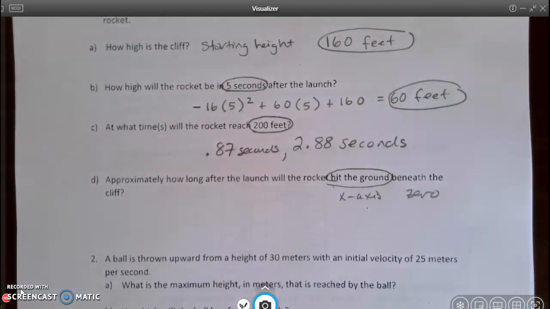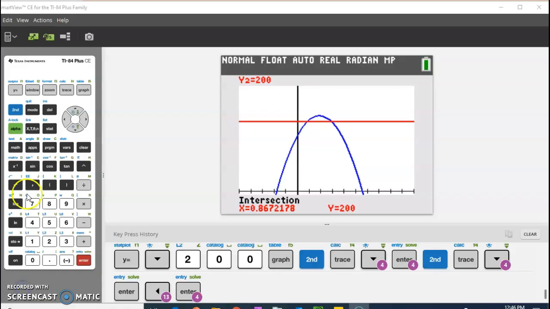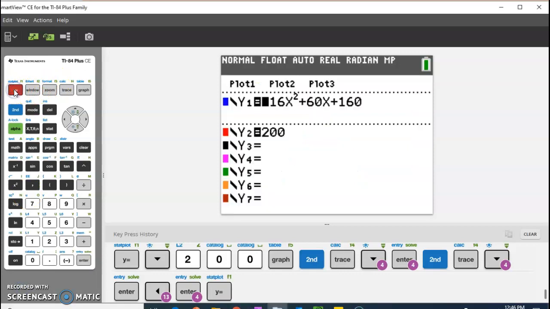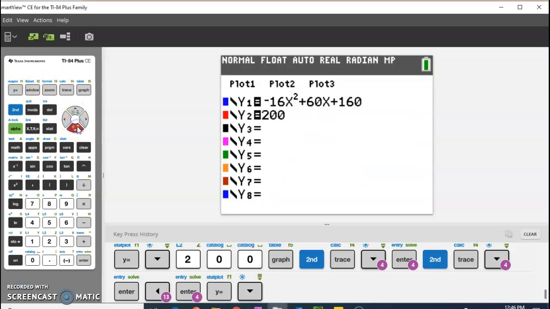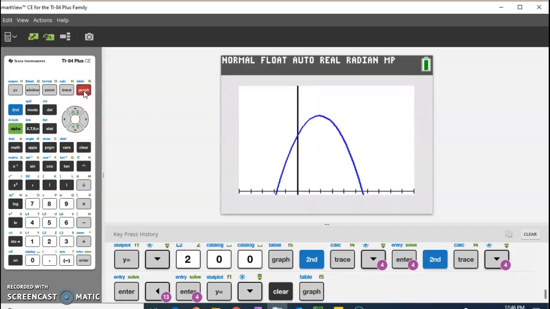So I'm going to go back to my calculator. All right, I'm going to go back to y equals. I'm going to get rid of that 200 for the y2. I don't need that anymore. And I'm going to simply look at the graph. And this time I want to know when it will hit the ground. Over here in the negative, I don't need that answer. I only need my positive answer.